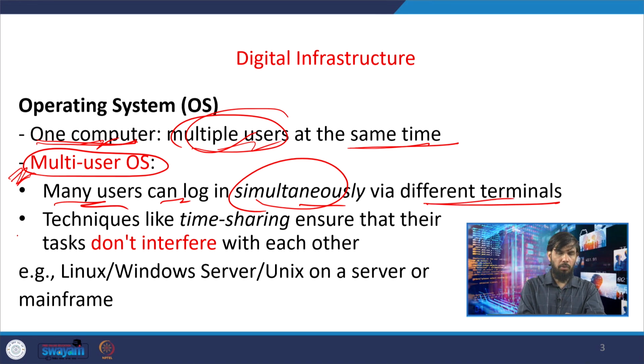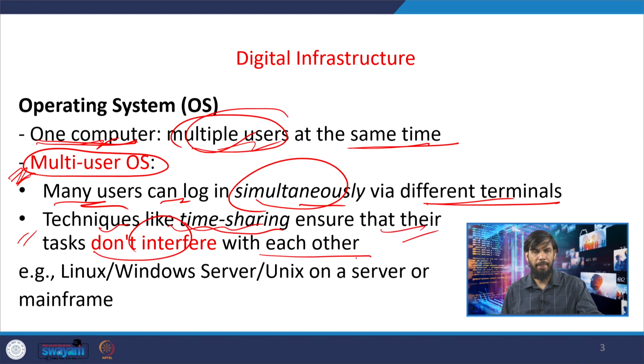So how does it facilitate multiple users logging in? Techniques like time sharing are used. Time sharing ensures that tasks don't interfere with each other. Through this time sharing mechanism, a multi-user OS is able to support simultaneous login from many users, and they would more likely be logging in via different terminals.